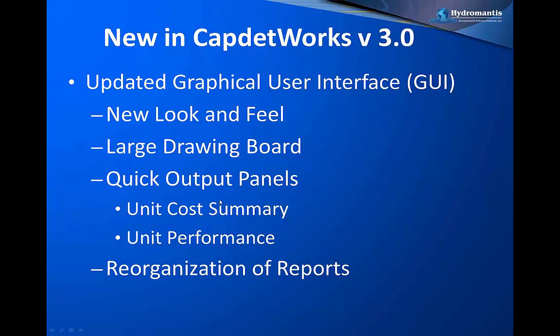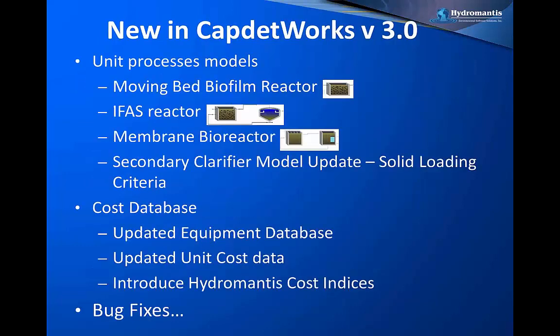Also, we have quick output panels on the main drawing board. Along with the main drawing board, we have quick output panels which can be used to quickly see the cost summary of the layout, and also see some of the quality indicators to see how each unit process is performing with respect to water quality. Also, we have done some reorganization of our cost reports to make them easier to understand. So that is a change which we have made.